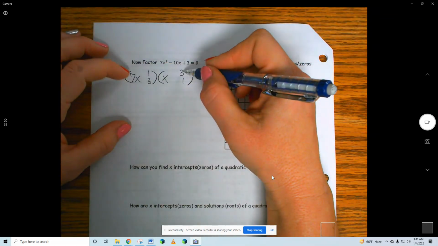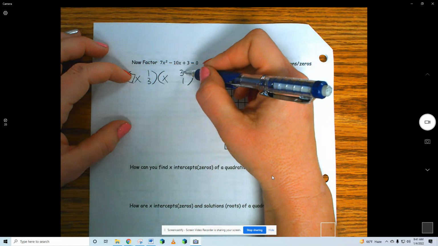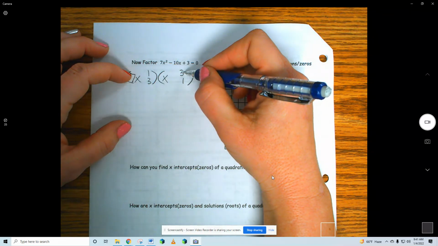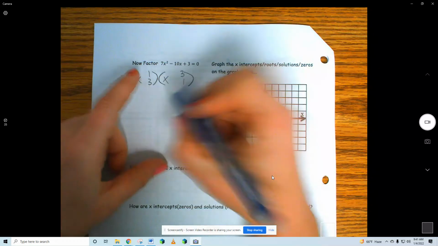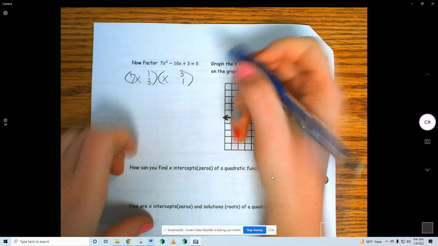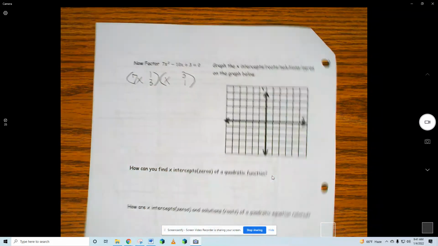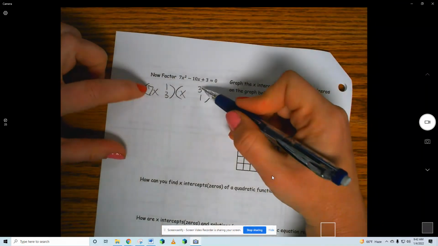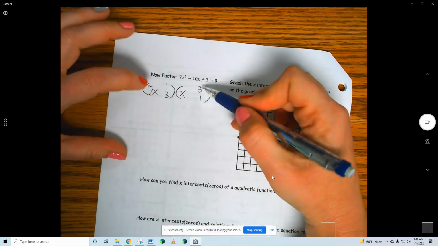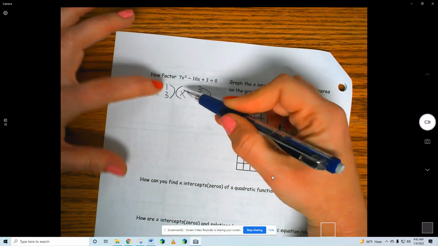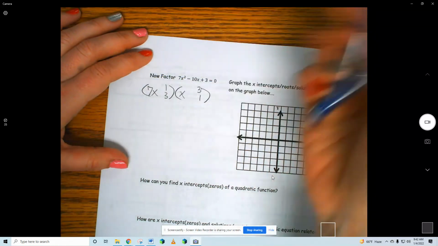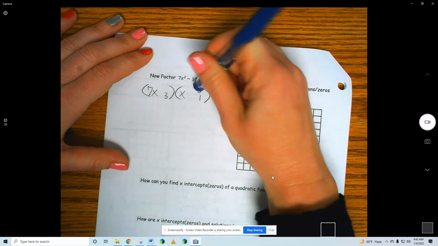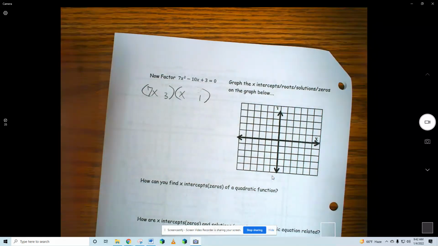Outside, 7x times 3, 21. Inside, 1. Did 21 and 1 make 10? That's way too big. It's not going to be 21 and 1. See, outside, inside, first, outside, inside, last. 7x times 3, 21. 1 times x, 1. Nope. So let's try 3 and 1.